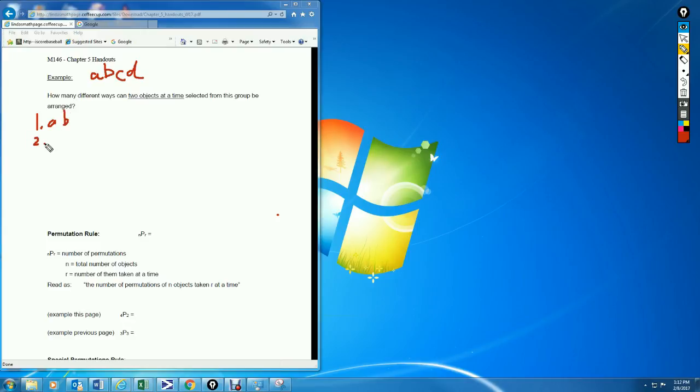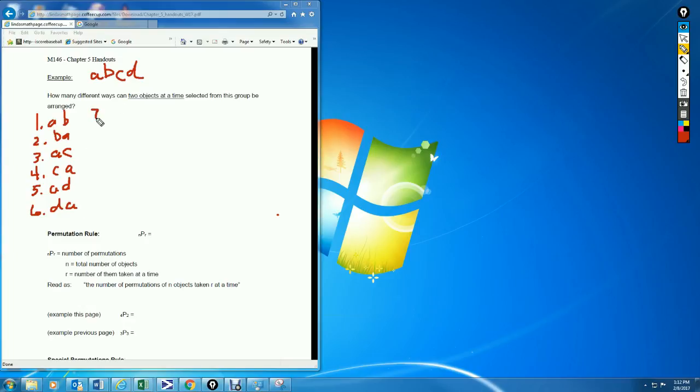All right, but then if I switch them, that's a different permutation, so B and A. Okay. And then let's stick with having A, so let's do A and C. And then let's swap the order again, C, A. And then still with A, I can do A with D, swap the order, and I would have D and A. All right, so I've got A with everybody.